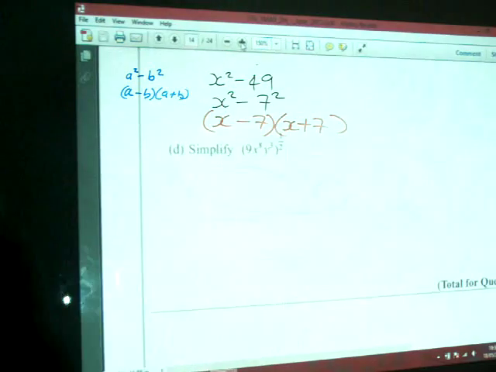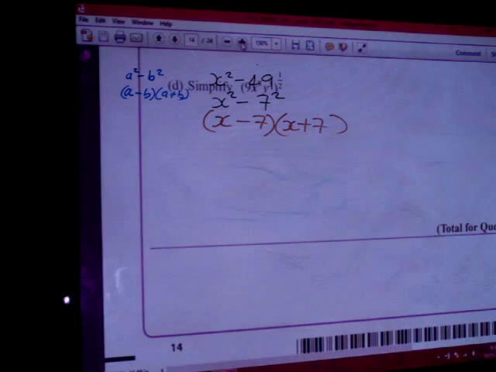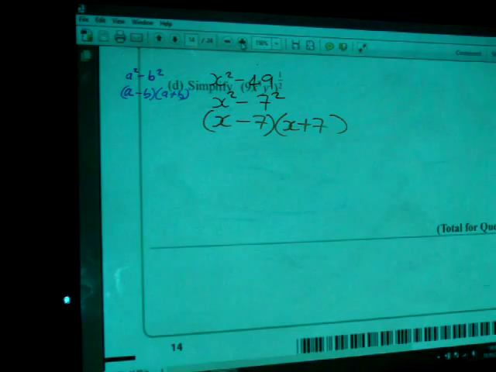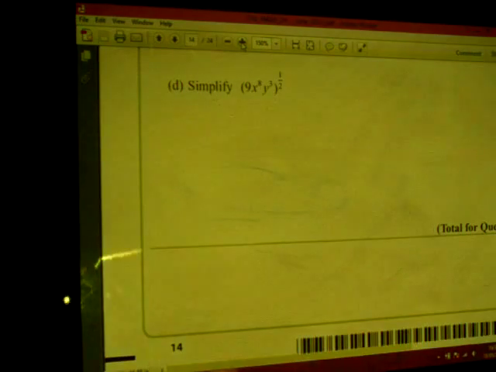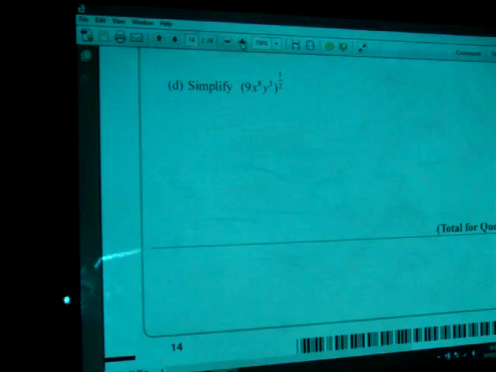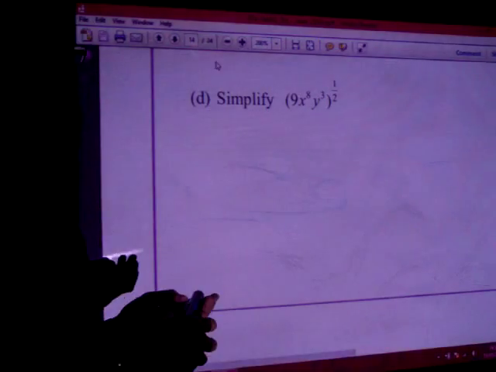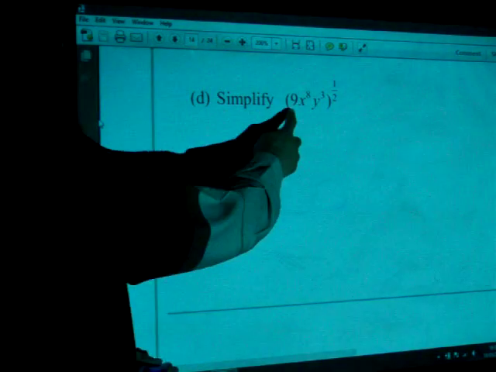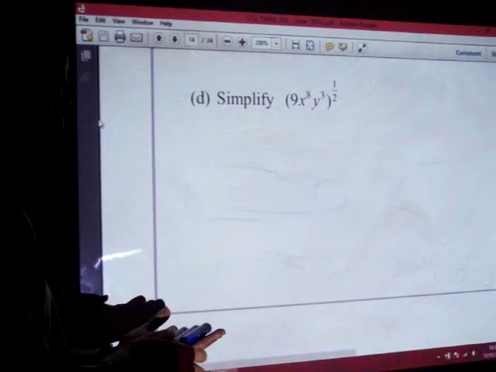Okay, let's have a look at that. Is that better? Hang on a second. Yeah, that looks better. Okay, we just enlarged it a bit. Right. It says simplify 9x, 9 times x to 8y3 to the power of a half.